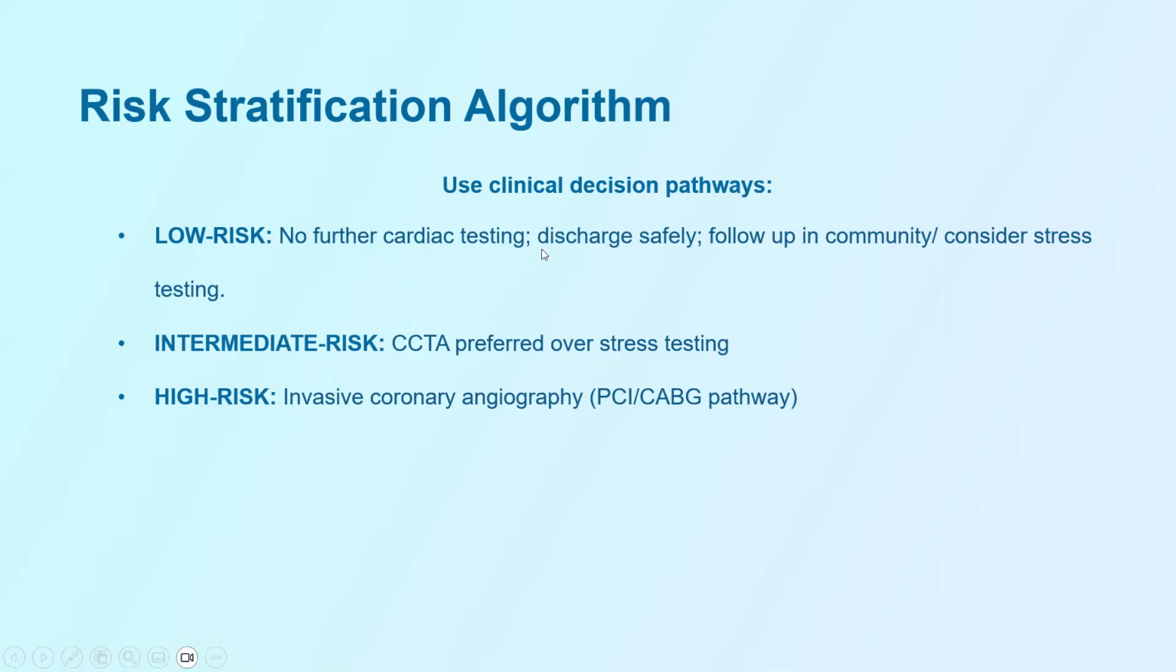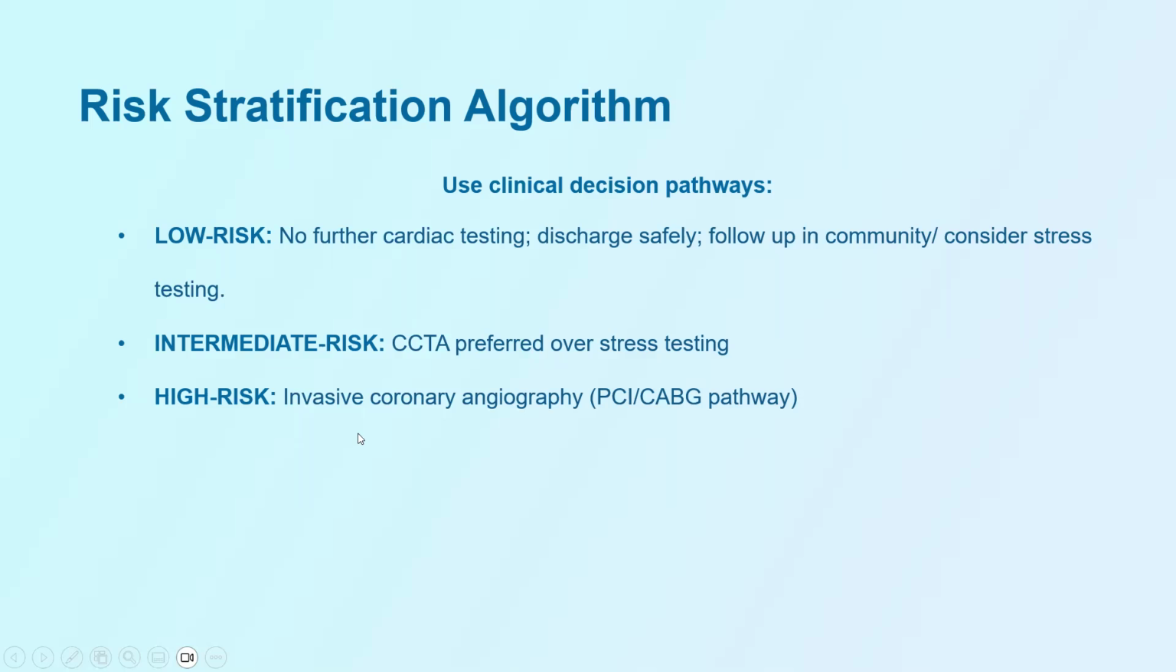We can discharge them safely and then follow them up in community and consider stress testing if we think they may have stable angina or their pain may have been angina in origin. Intermediate risk, we can then do coronary CT angiography, as it is preferred over stress testing. Since they have intermediate risk, we do not want to cause an acute MI or an acute ischemia.